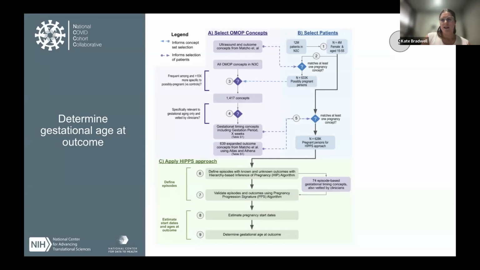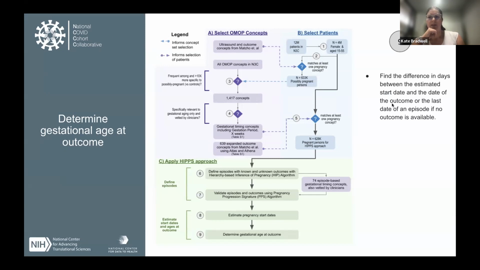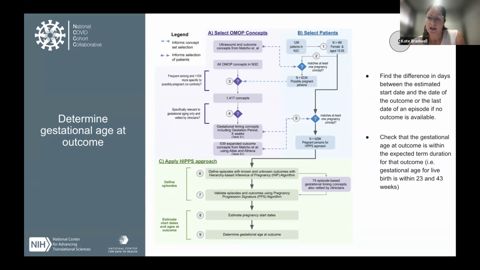And then one of the last steps for the episodes themselves was determining gestational age at outcome. So we find the difference in days between the estimated start date and the date of outcome, or the last date of an episode if no outcome is available. And then check the gestational age at outcome is within the expected term duration for the outcome where it's present.